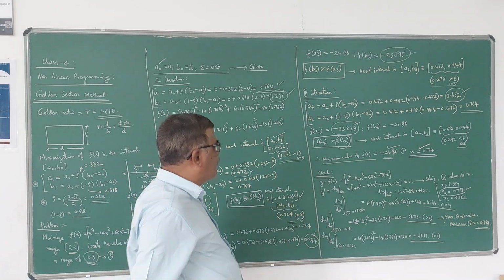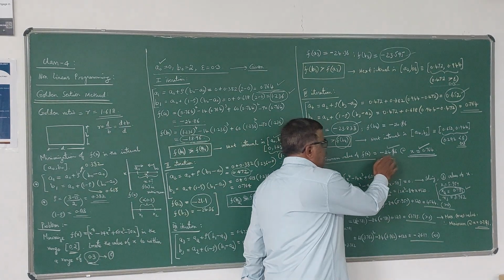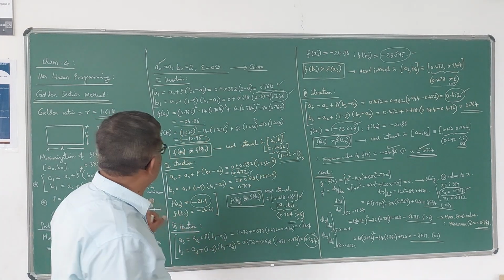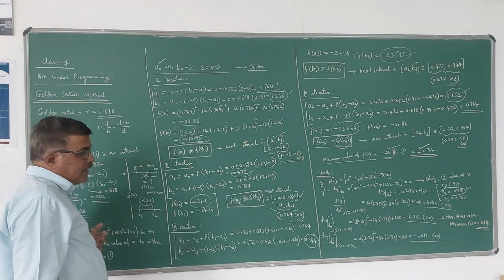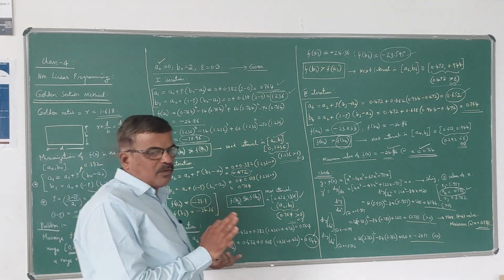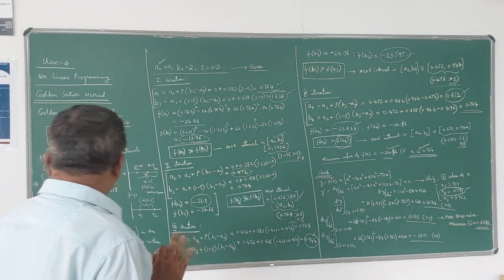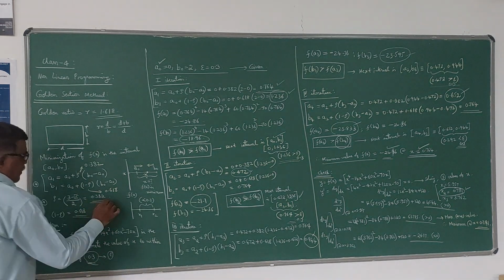The corresponding minimum value of f of x is minus 24.86. So this is what is called the golden section method. You don't have to worry about the theory behind it. This is the procedure. Some values you have to remember. This rho value you have to remember.